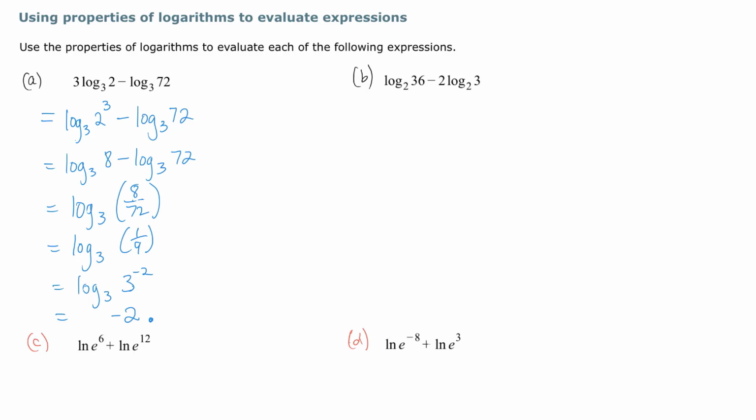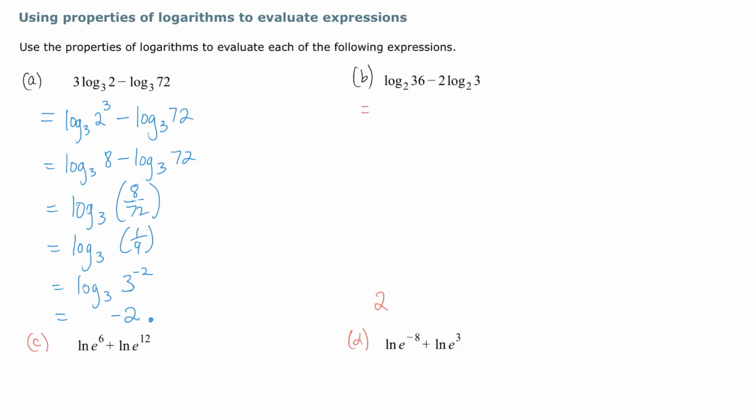You could try doing example B. If you need to, pause the video and try doing example B. The answer you should get to example B should be 2. How do we get 2?